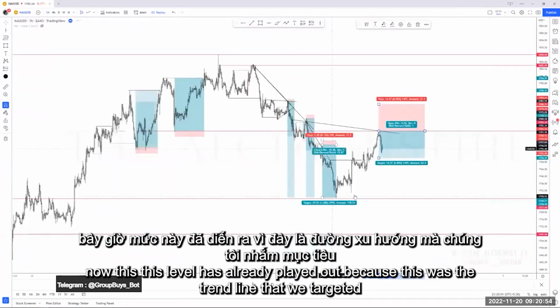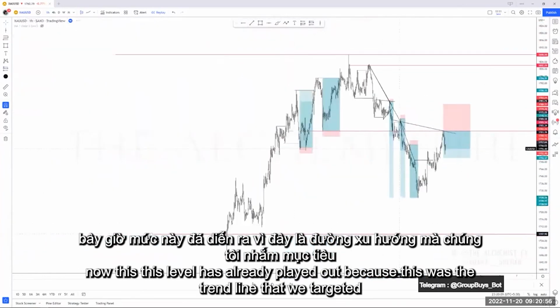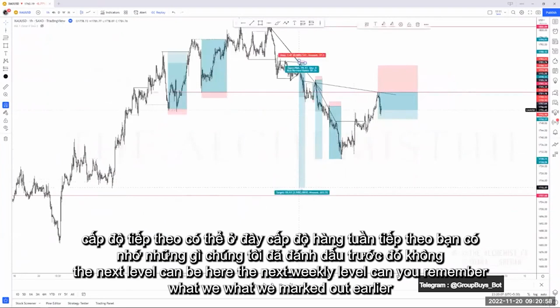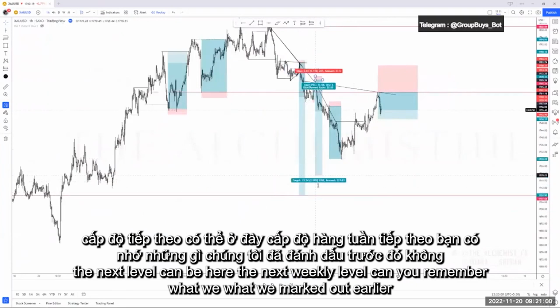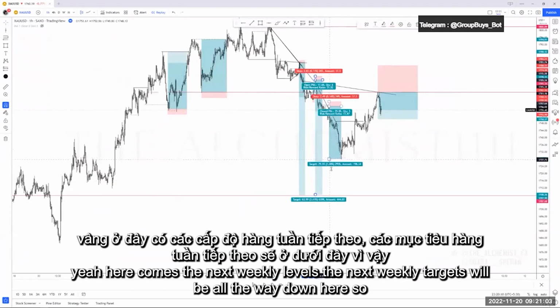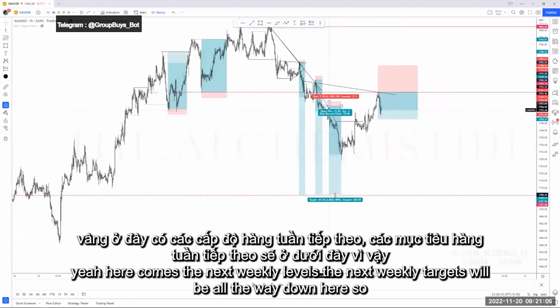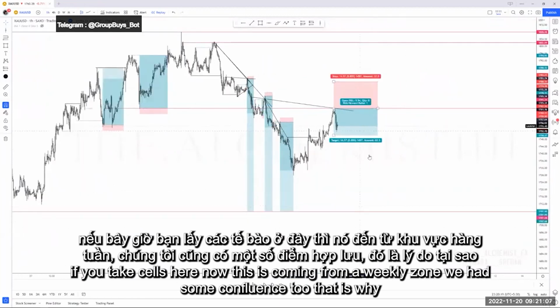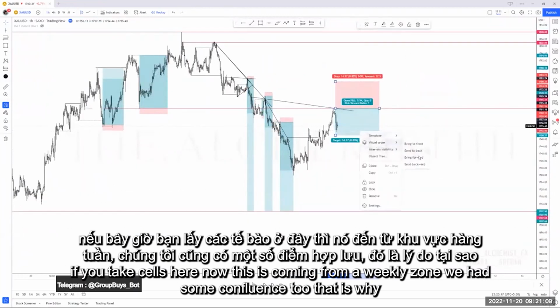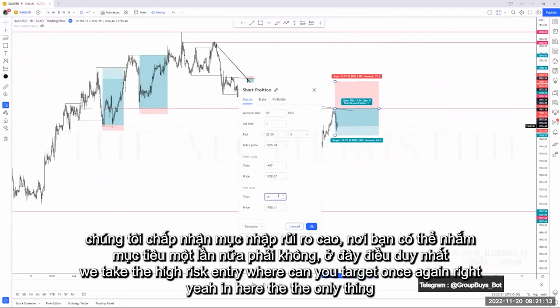Now this level has already played out because this was the trend line that we targeted. The next levels can be here, the next weekly level. Can you remember what we marked out earlier? Here comes the next weekly levels. The next weekly targets will be all the way down here. If you take sells here, this is coming from a weekly zone, and we had some confluence too. That is why we take the high risk entry. Where can you target? Once again, the next weekly zone, right?